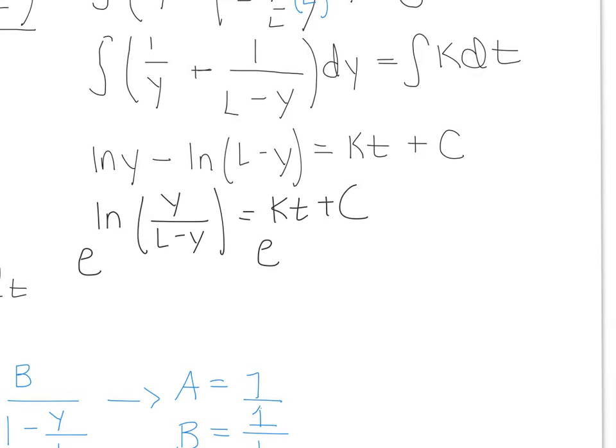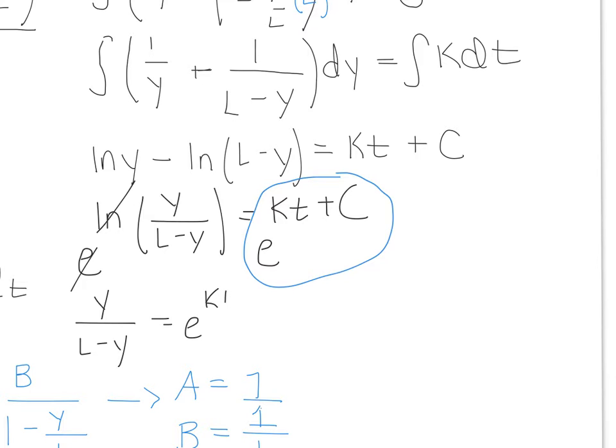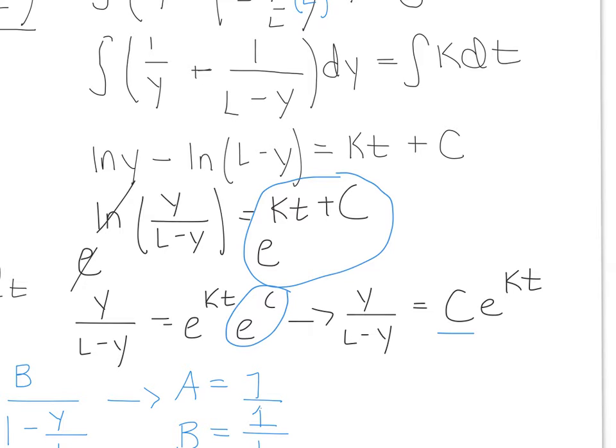Then e and natural log effectively cancel one another out, and I am left with y over L minus y equals, and on this part here, I'm going to use my reverse exponent property again and say that that is e to the kt times e to the c, so that I get y over L minus y equals c e to the kt, because again, e to some constant is just another constant itself.